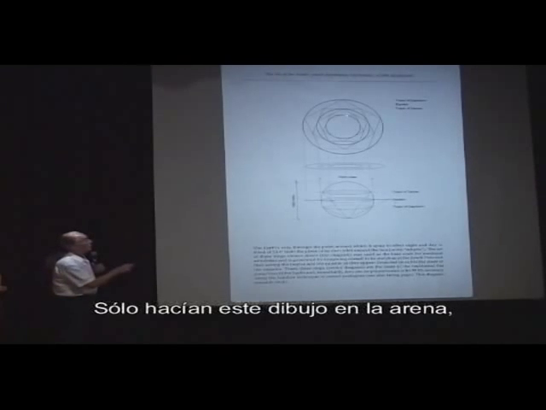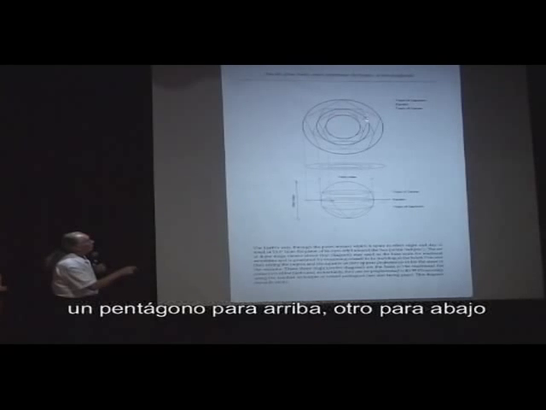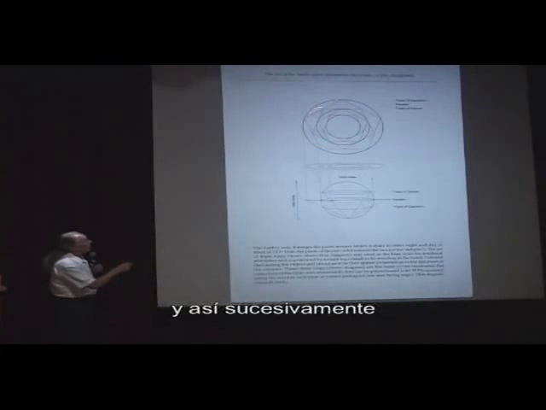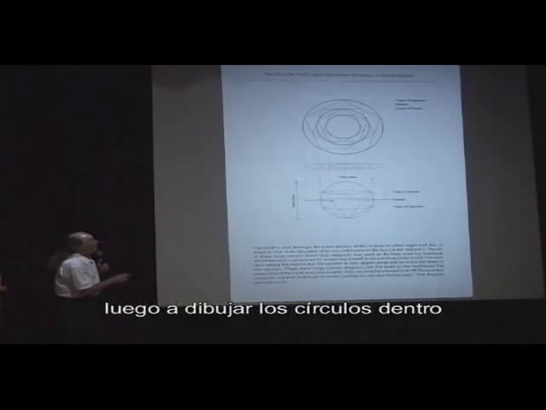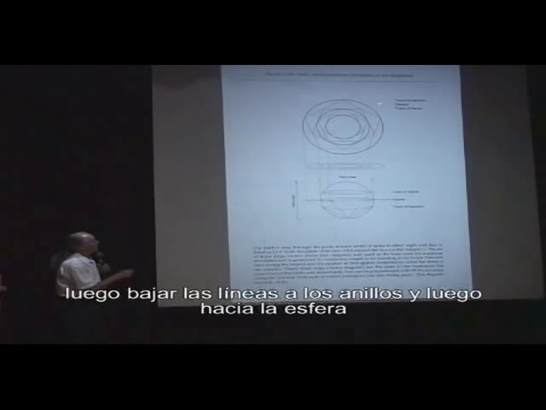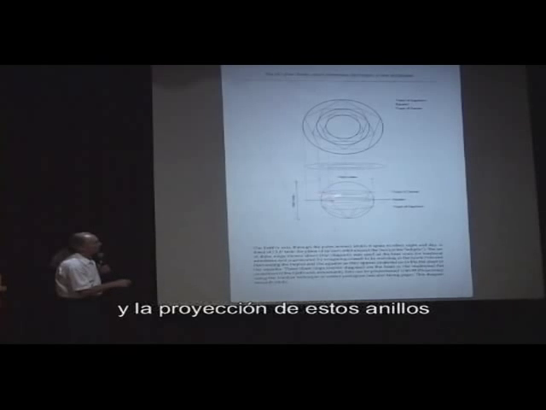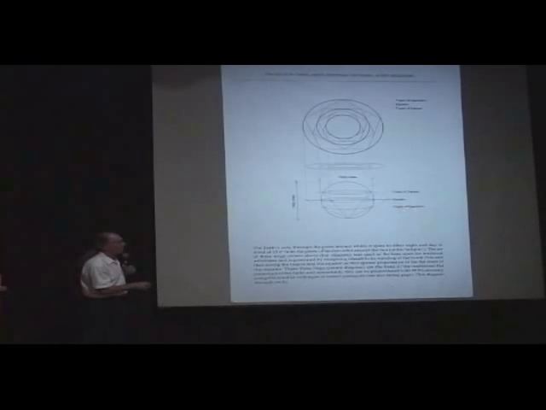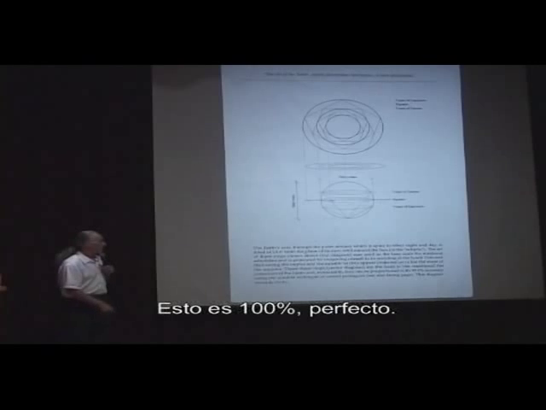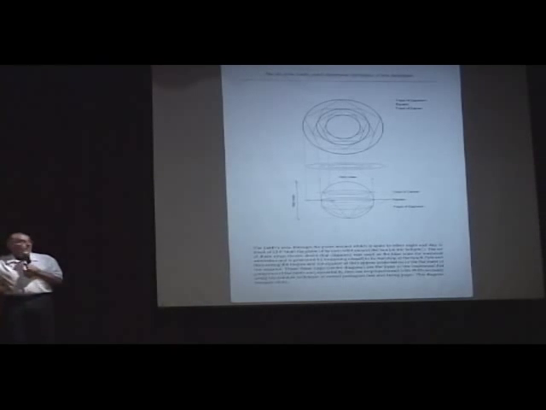They could have simply drawn this drawing in the sand, one pentagon down, one up, one down, one up. It's just 4 of them. One was 5, one was 2, and one was 4. And drawn the circles inside there like that, drew them down into a ring, and if you could put them over a sphere, those rings, as they fit over a sphere, precisely locate the Tropic of Cancer, the equator, and the Tropic of Capricorn. That is 100% perfect. It is absolutely right on.